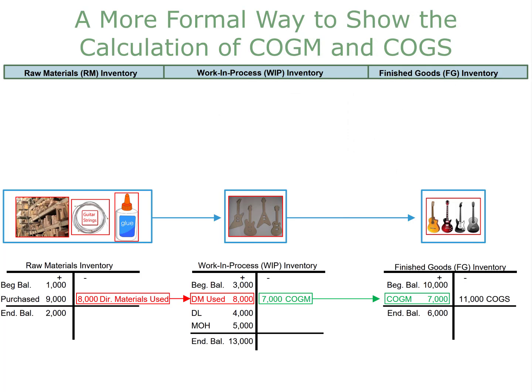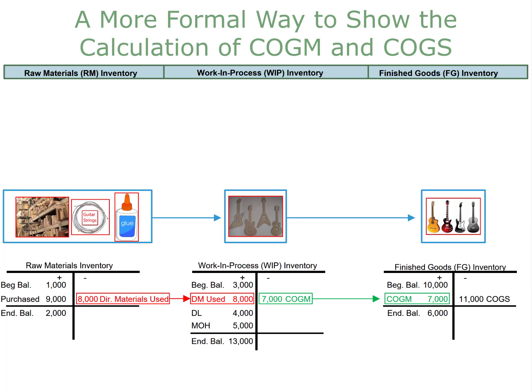So that is how we calculate cost of goods manufactured and cost of goods sold. But when we do the calculations on the job, we don't use T accounts on our official paperwork. We can use the T accounts to calculate the numbers, but there's a more formal way to show the math, and that's what we'll work on now.